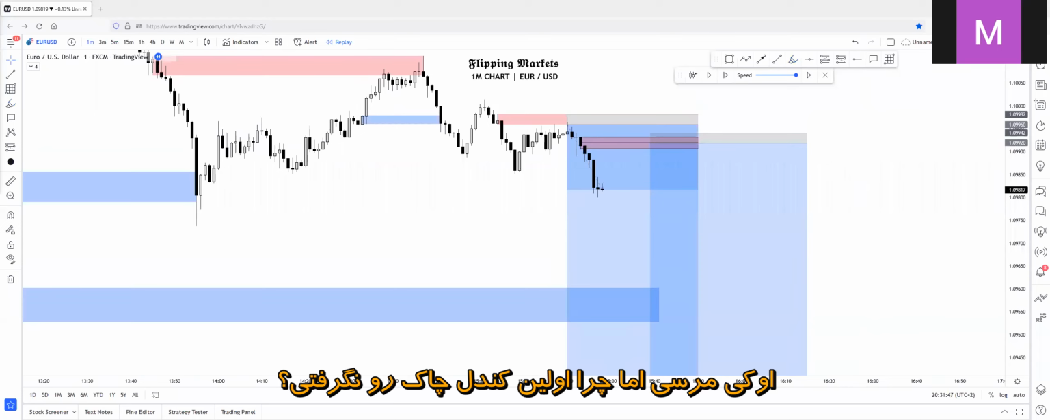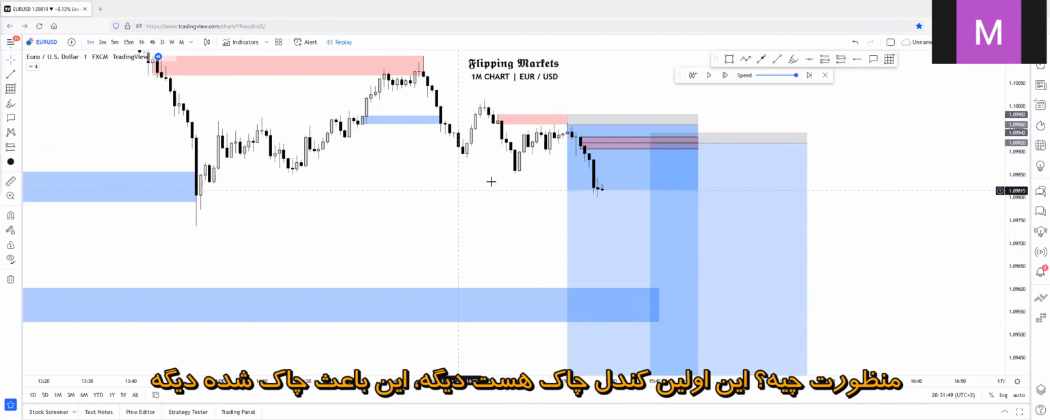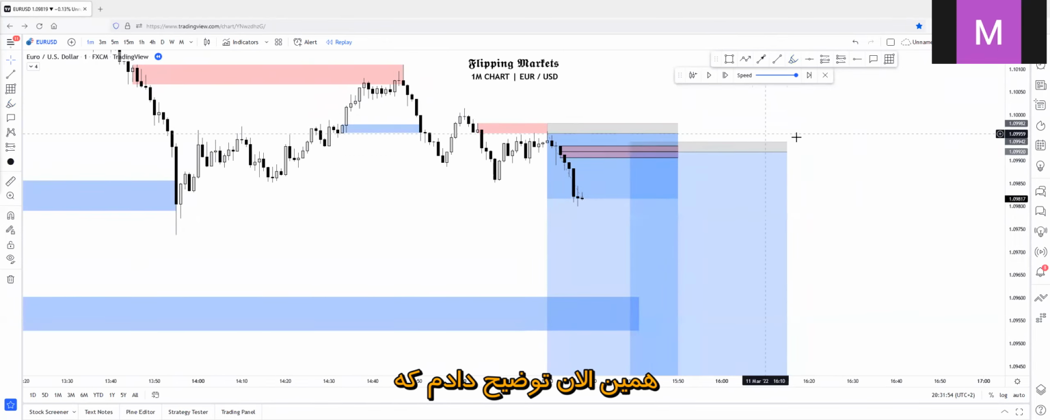Okay, thank you. But why do you not take the first candle of the change of character? What do you mean? This is the first candle of the change of character. I was just explaining this.